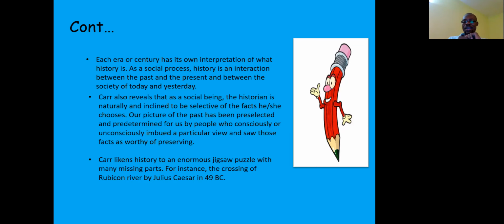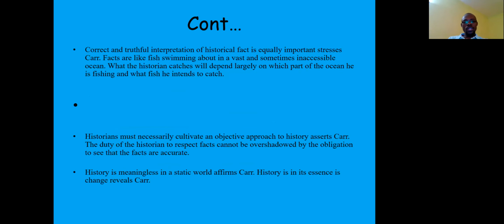And those are the things that E.H. Carr is talking about, that history is like an enormous jigsaw puzzle with many missing parts. Those are the parts that you as a historian need to fill. Correct and truthful interpretation of historical facts is equally important, stresses Carr. Carr again reminds us that we need to correctly and truthfully interpret these facts. That is when history will make meaning.